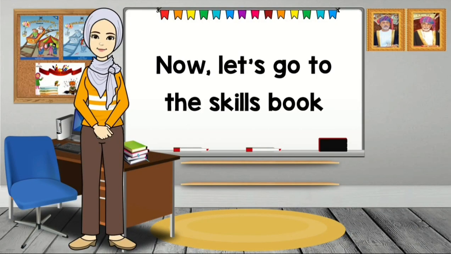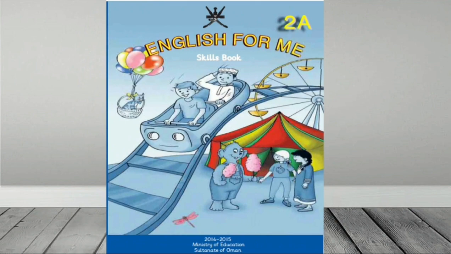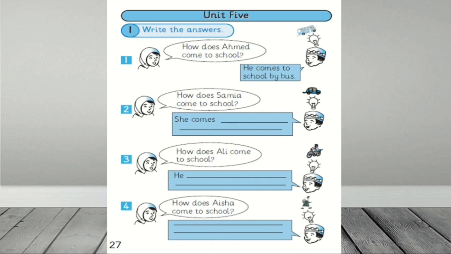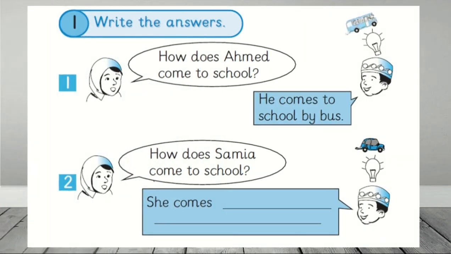Now, let's go to the skills book. Please open page 27. Number 1, write the answers. Now, we want to write the answers for each question. سنكتب إجابة كل سؤال. Now, let's start with the first one. It's already done for you. 1. How does Ahmed come to school? To answer the question, look at the picture here. Bus, very good. So he comes to school by bus.